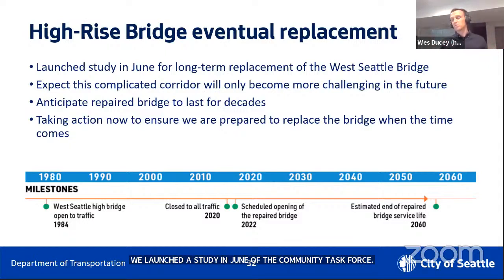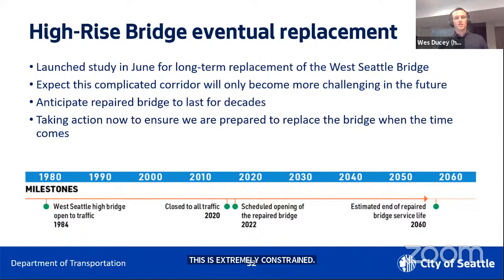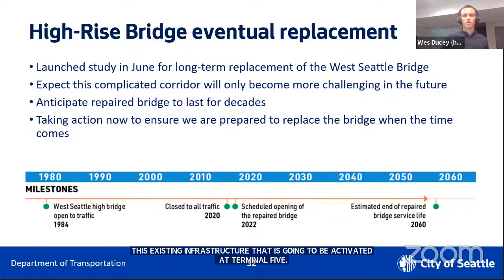This corridor is extremely constrained. There's existing infrastructure that is going to be activated at Terminal 5. There's planned infrastructure coming to this corridor. We really need to do the work now to think about where a replacement will fit into this constrained corridor, as it becomes more challenging in the future.